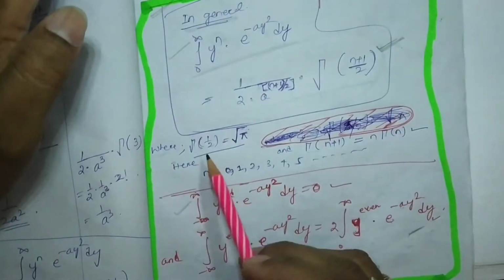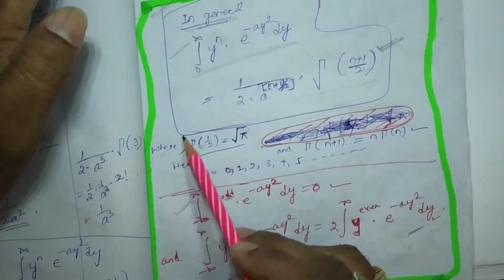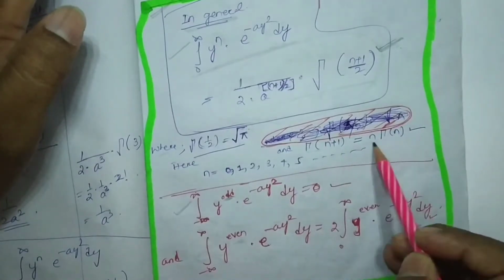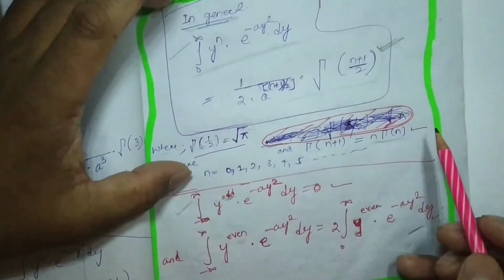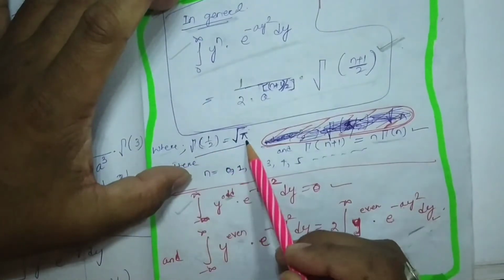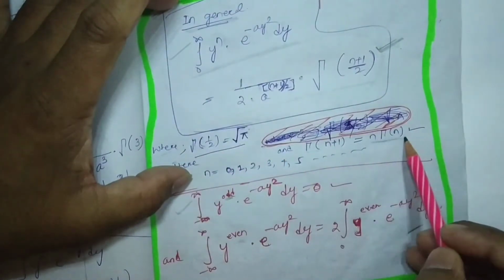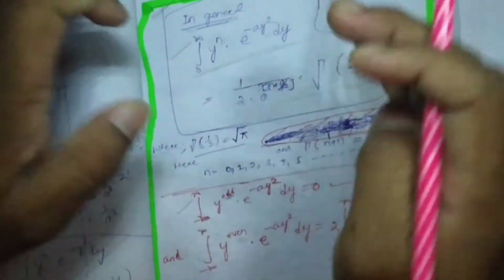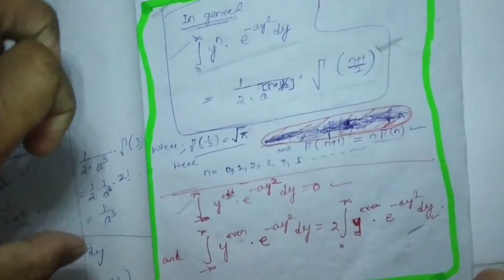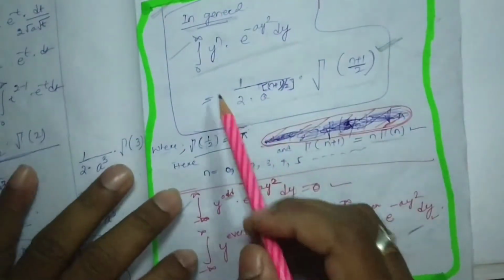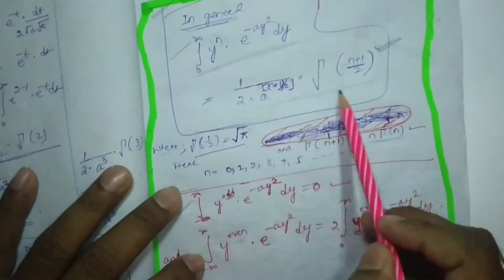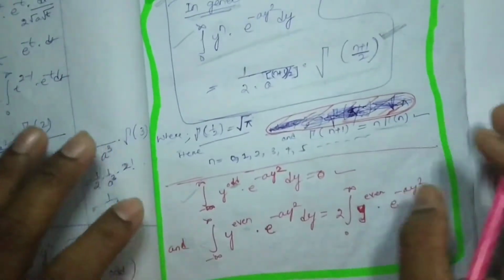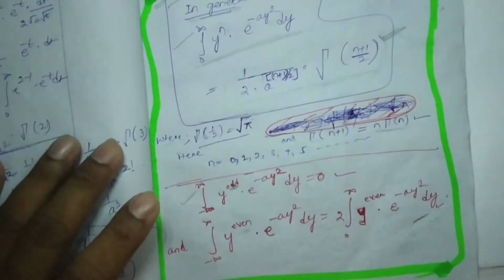Okay. Here we know that gamma half is nothing but root pi, and gamma n plus 1 is nothing but n gamma n. By using this, gamma half equals root pi and gamma n plus 1 equals n gamma n, we are going to prove this result. You just write it in your notes in a systematic manner. I am just going to show you that this value will be this much, and you have to write your own notes.